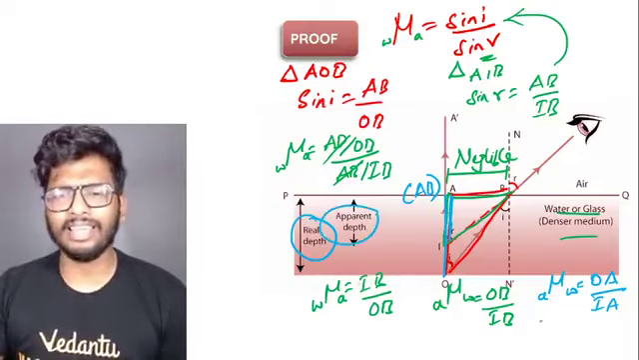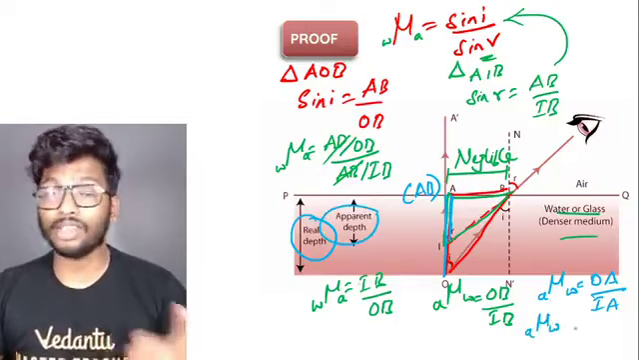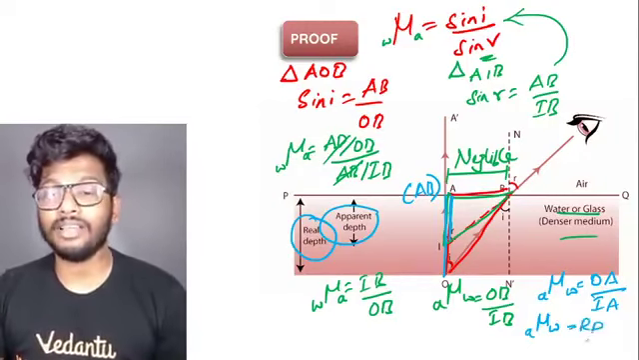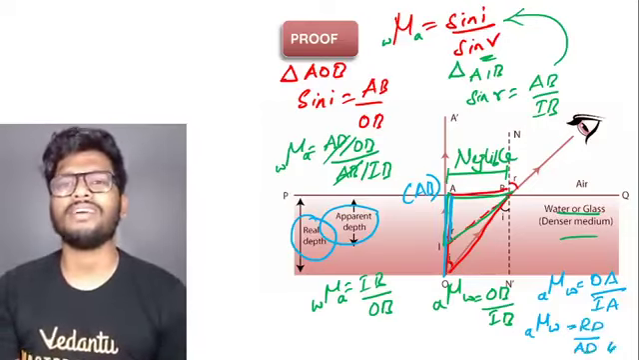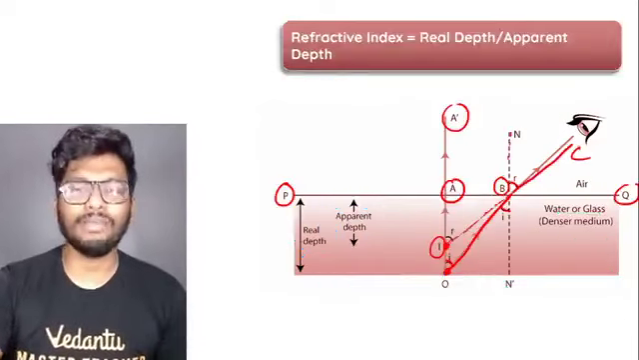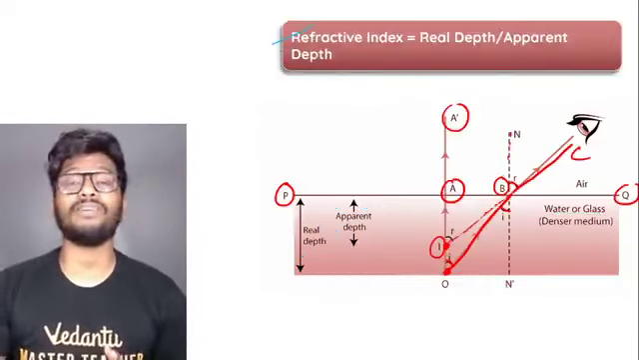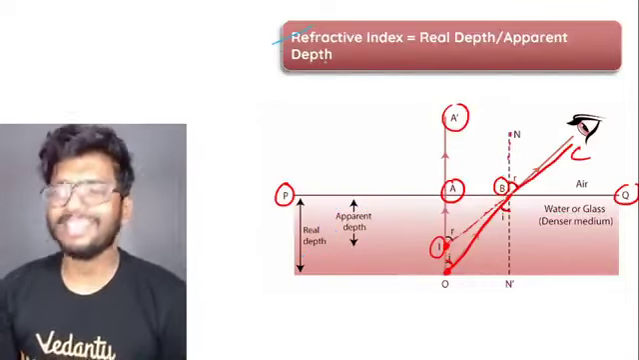So can I say that the refractive index of water with respect to air, or the refractive index of the medium with respect to the air, is equal to the real depth by the apparent depth? Absolutely. So that's how, my friends, we prove that the refractive index of a medium is equal to the real depth of the object divided by the apparent depth of the object. Very simple, isn't it? That's all, guys.